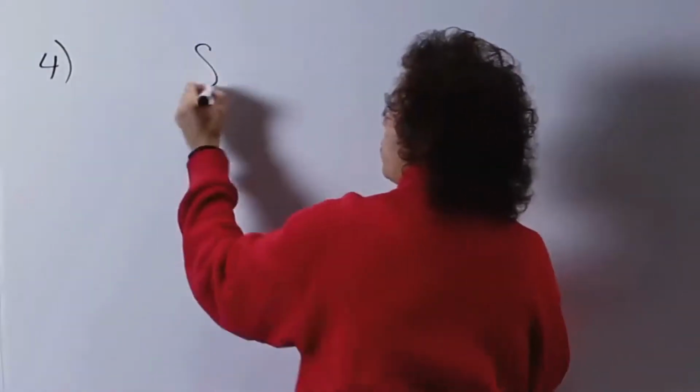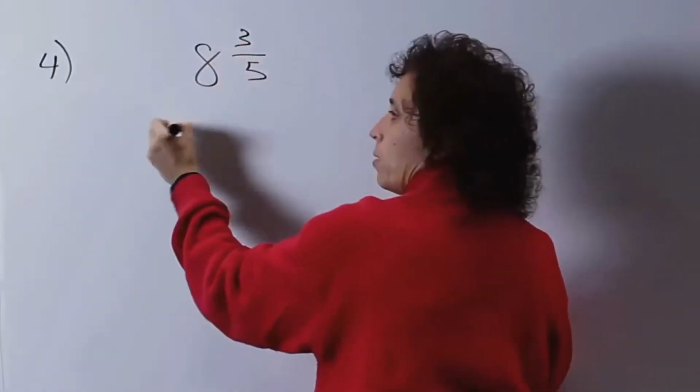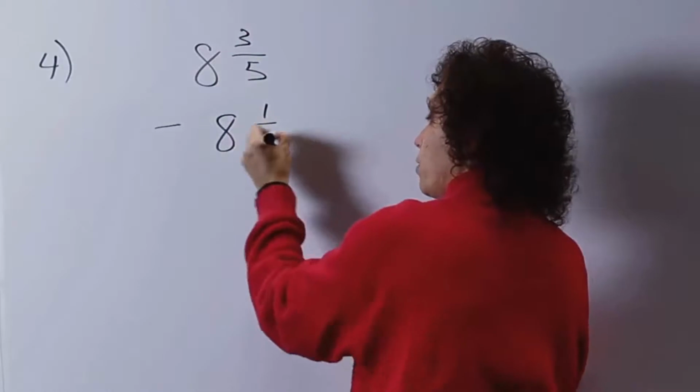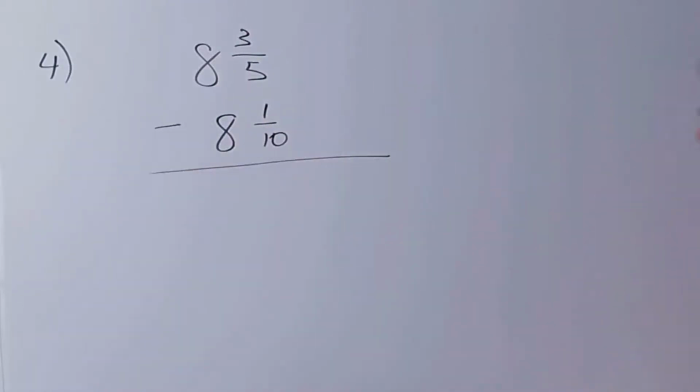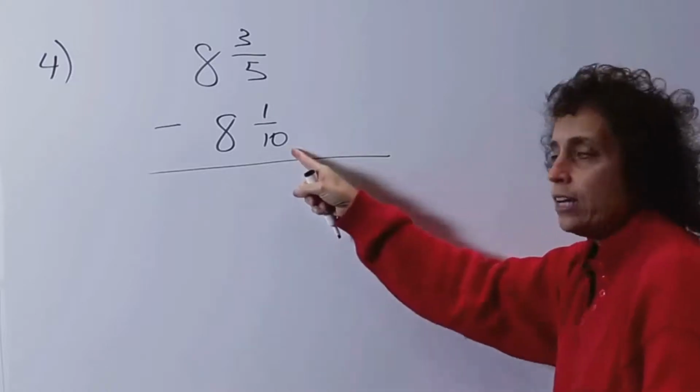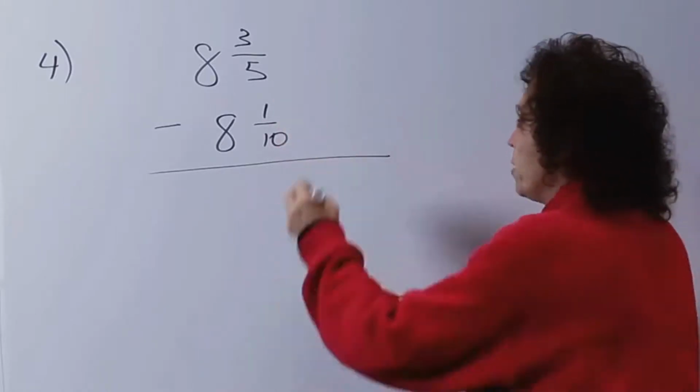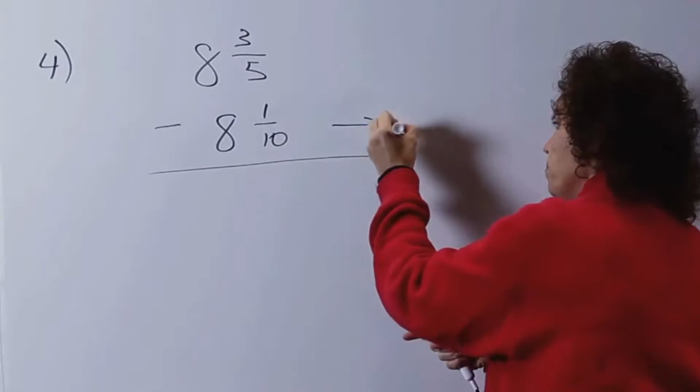Number 4. 8 3/5 minus 8 1/10. Oh, this is going to be fun already. I feel it. Okay, here we go. We need a common denominator. I look at 10. 5 does go into 10 without a remainder, so 10 is the LCD.